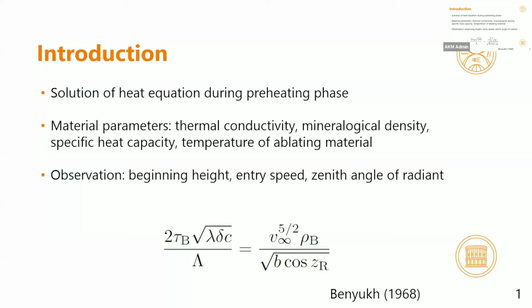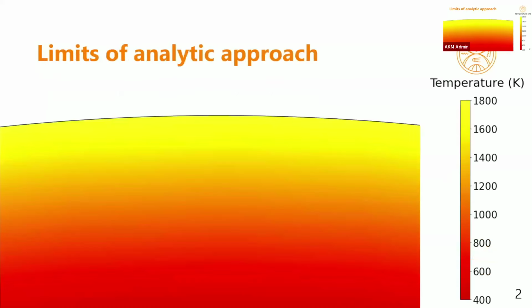But this is an analytic solution of heat equation, and for that some assumptions were needed. One of such assumptions is that the meteoroid must be large enough. What we are looking at is the result of our numerical simulation. This is a small part of a spherical meteoroid. It is the cross-section, so here at the surface, its temperature when it begins ablating is 1800 kelvins, and deeper under the surface it's much lower.